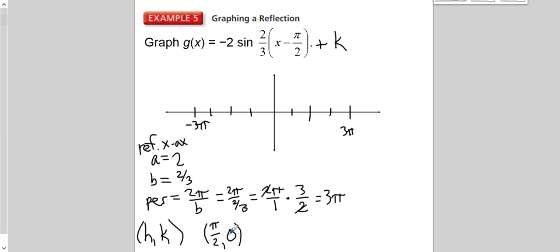Here's where this one gets tricky. With this phase shift of pi over 2, we need to know what pi over 2 looks like. And we're really counting by 3 pi. So if this is 3 pi, we cut that in half. 3 pi divided by 2 is 3 pi over 2. We cut that in half, so half of that is 3 pi over 4. Because we have to figure out how to move our starting spot to pi over 2.